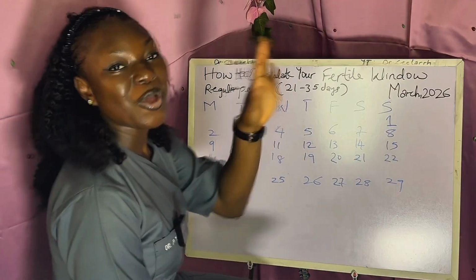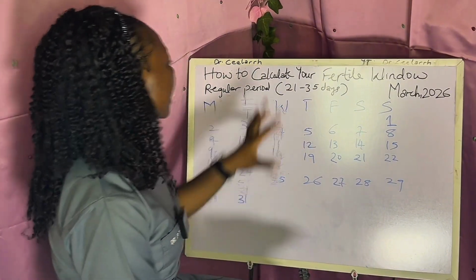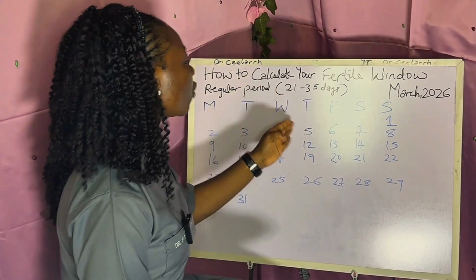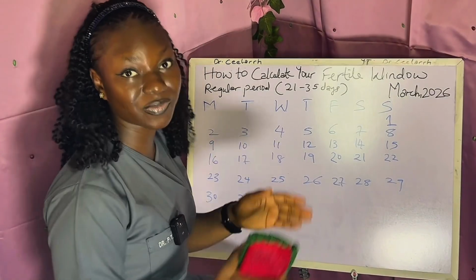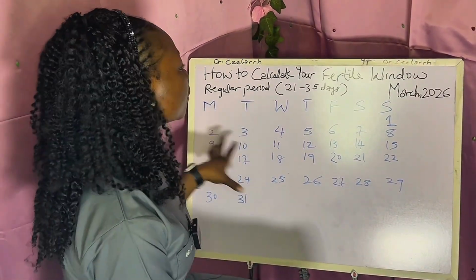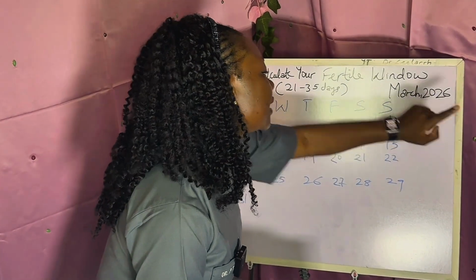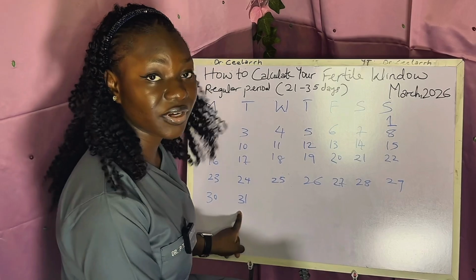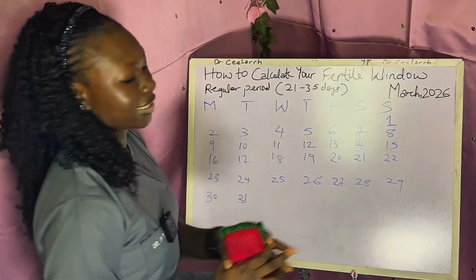So today, we'll be looking at how to calculate the fertile window for different cycle lengths from 21 to 35 days. So we'll do it for each of these days. It's going to be a very big class. We're going to use the month of March 2026. It started on Sunday 1st and ended on Tuesday 31st of March. So this is the calendar that we'll be using.